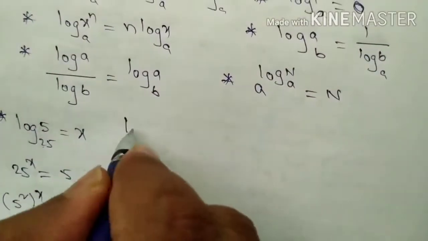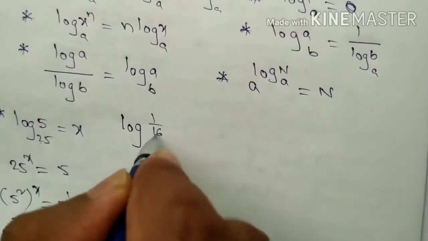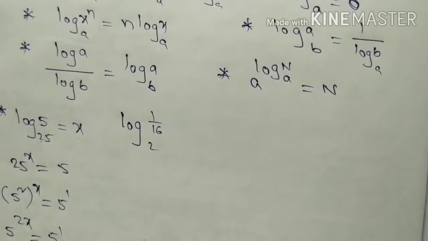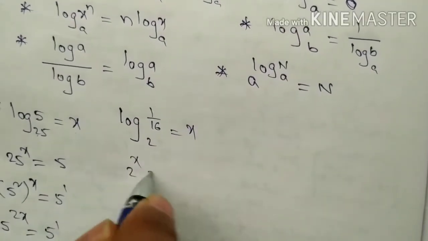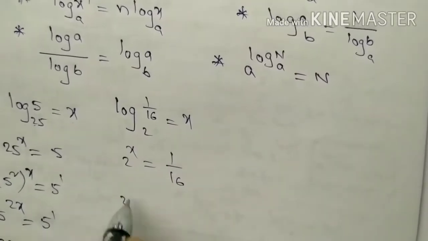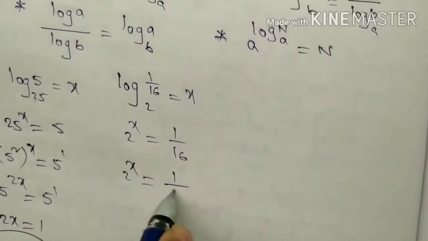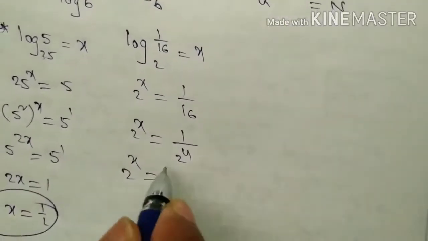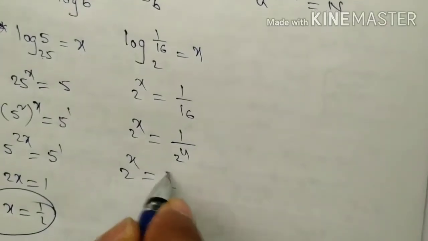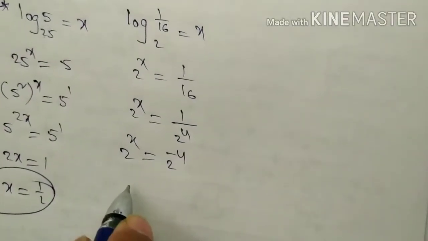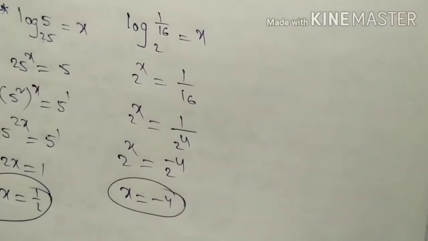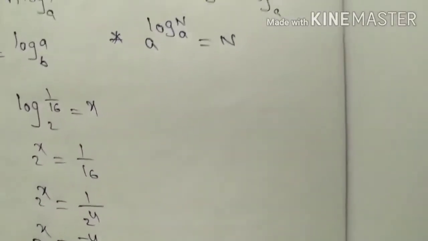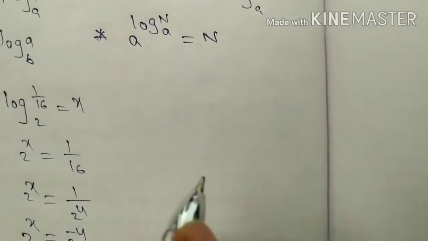Similarly, one more question: log 1 by 16 to the base 2. This value we need to find. Let us take some x or y, your wish. 2 power x is equal to 1 by 16, so 2 power x is equal to 1 by 2 to the power of 4. 1 by a power n, how to write? A power minus n. So 2 power minus 4. X is equal to minus 4. This is the value of log 1 by 16.